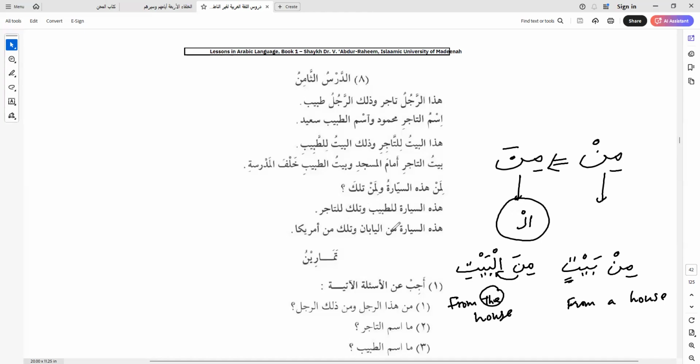Hadhihi as-sayyara min al-Yaban wa tilka min America. You see the name America doesn't have alif or lam, so we have to say min America. But here we have to say mina: mina al-Yaban. Wa tilka min America. This car is from America.